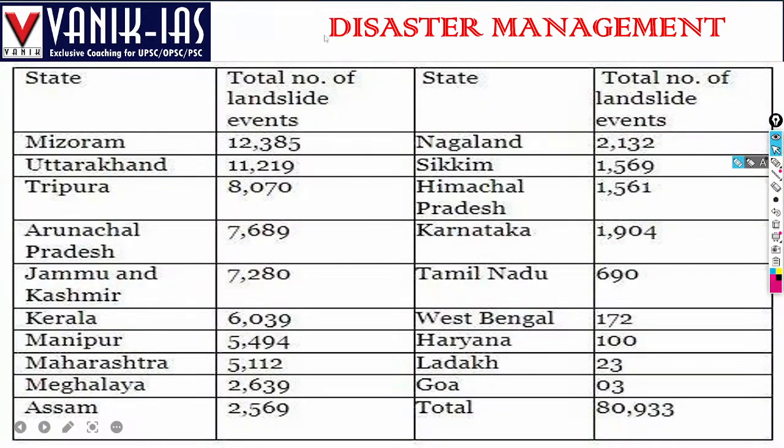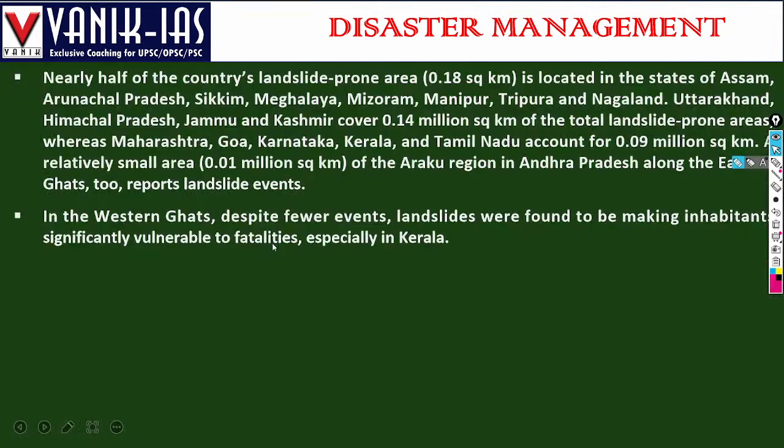Mizoram total number of landslides. See, highest: Uttarakhand, Tripura, Arunachal Pradesh, Jammu Kashmir, Kerala, Manipur, Maharashtra, Meghalaya, Assam, Nagaland, then Sikkim, Himachal Pradesh, Karnataka, Tamil Nadu, West Bengal, Haryana, Ladakh, Goa, and a total of 80,933 events of landslide have been reported.